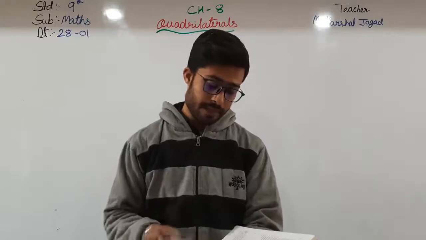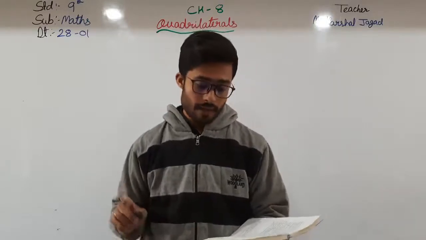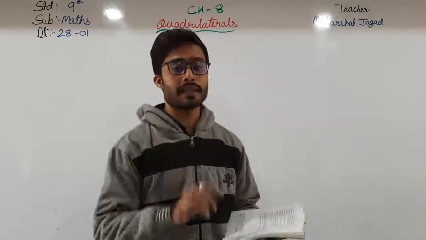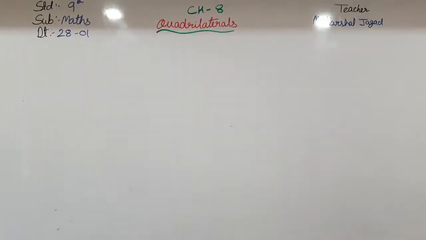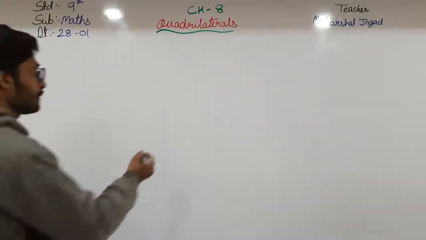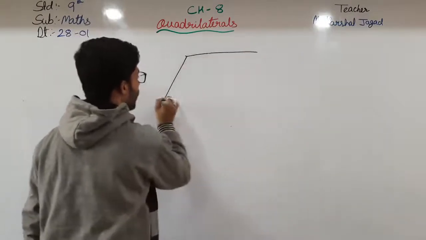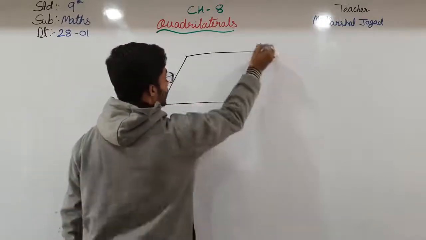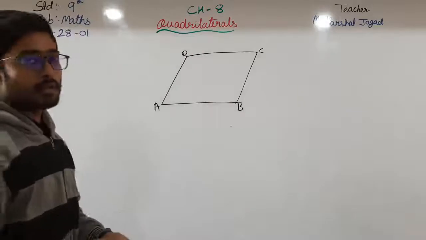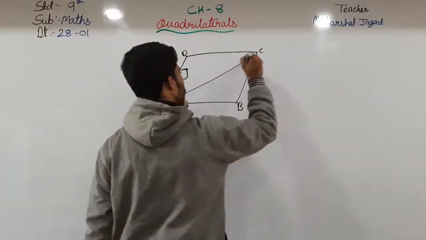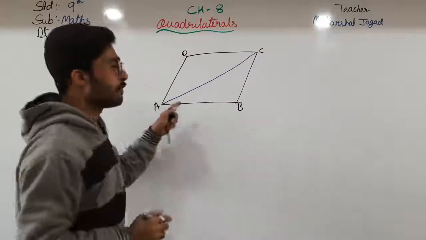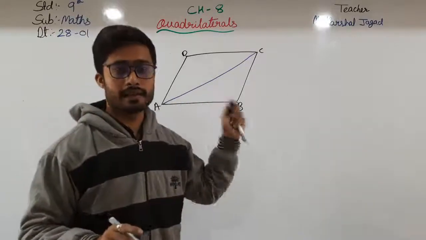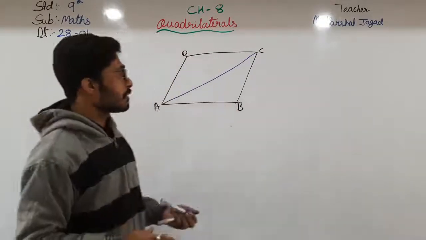From 8.1, that was: a diagonal of a parallelogram divides it into two congruent triangles. We have seen that if we make a parallelogram ABCD, and a diagonal divides the parallelogram into two parts, then they form two congruent triangles. So ADC is congruent to ABC. Okay students, this was the first theorem.